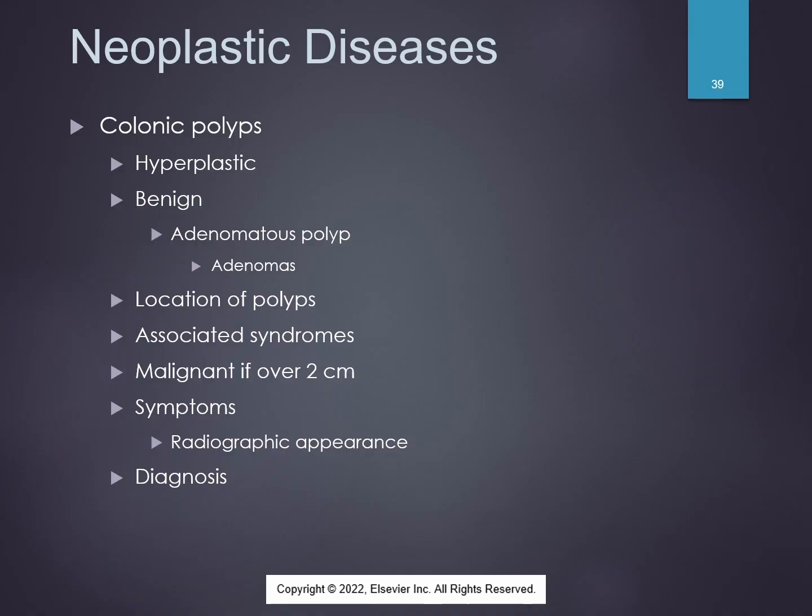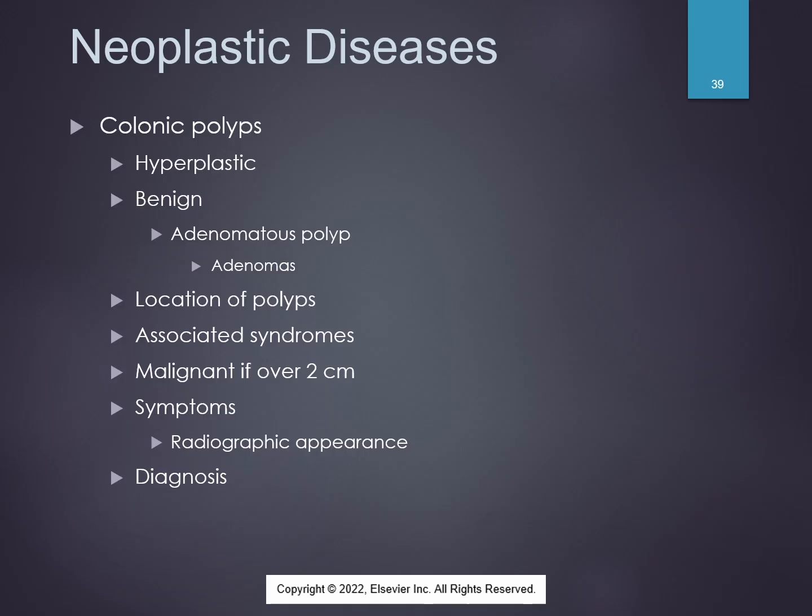An adenomatous polyp is a benign tumor that has the potential to become malignant. Adenomas are the most common neoplastic polyp, mostly located in the left colon and particularly in the rectosigmoid areas. Syndromes associated with multiple polyps may include familial polyposis, Gardner syndrome, and juvenile polyposis. Even benign polyps should be removed. Those over 2 centimeters in size have a malignancy rate of over 50%.